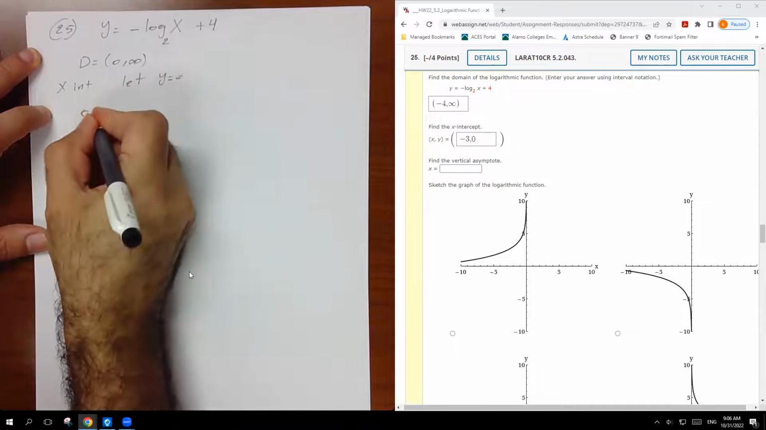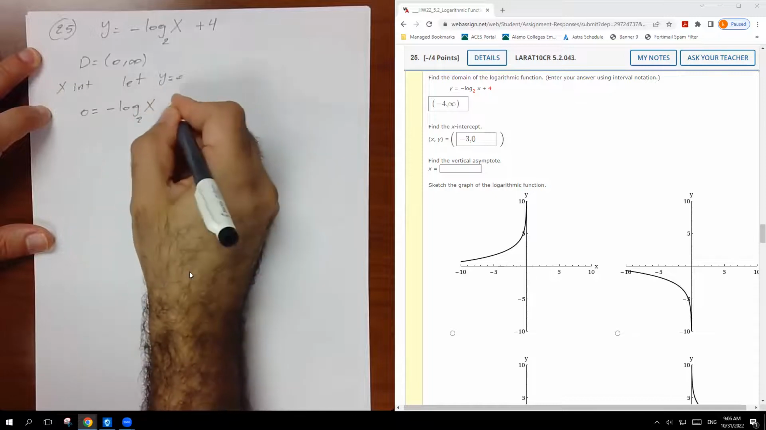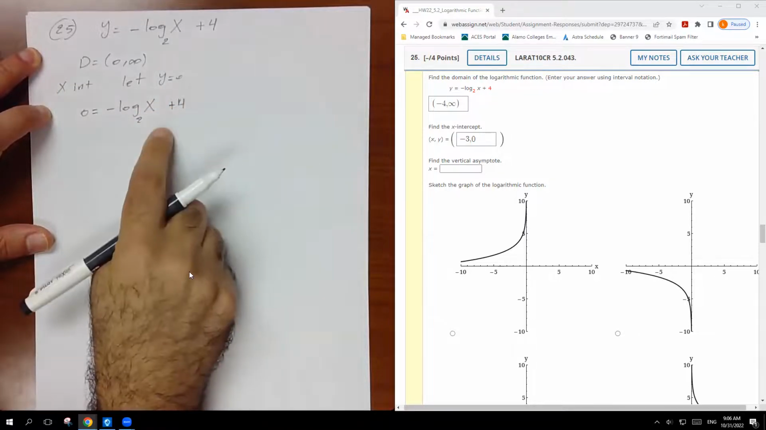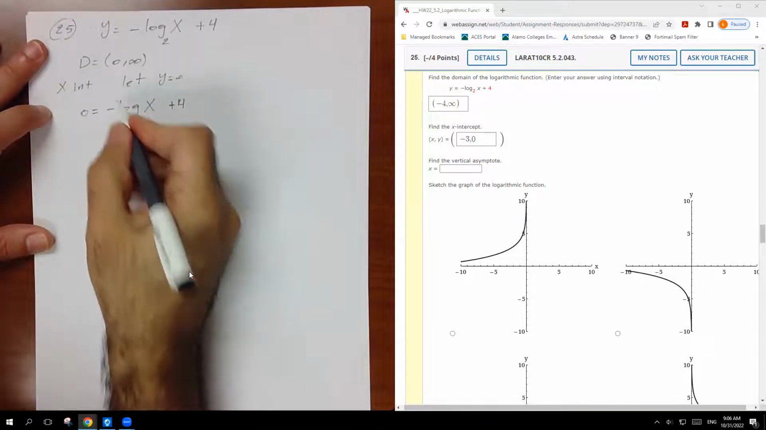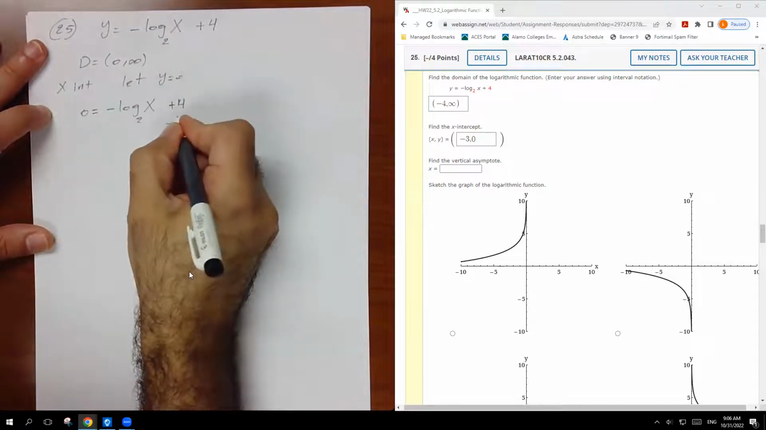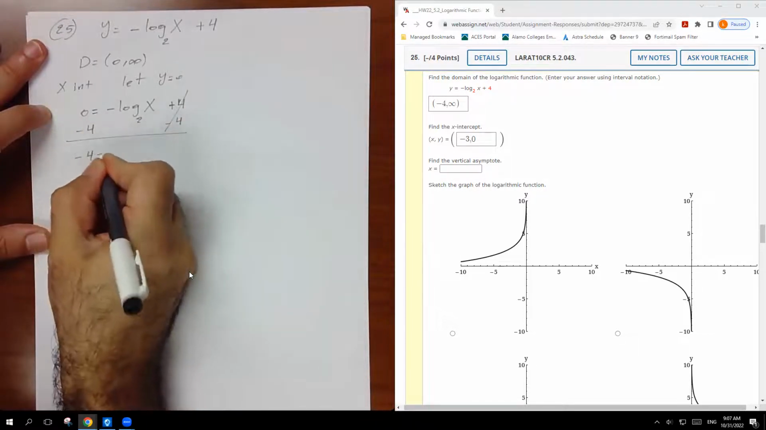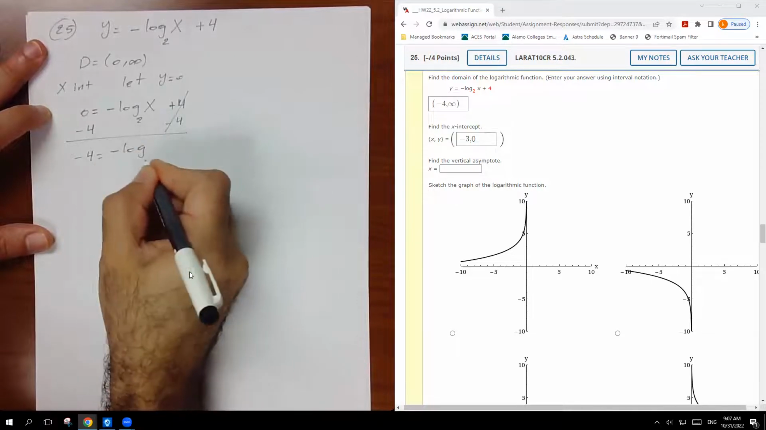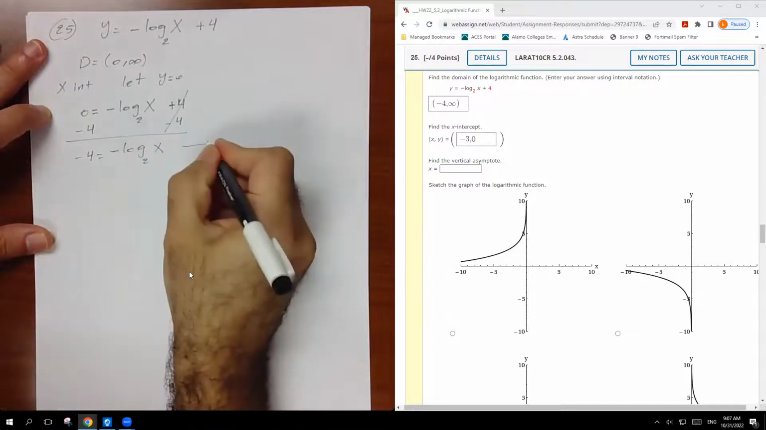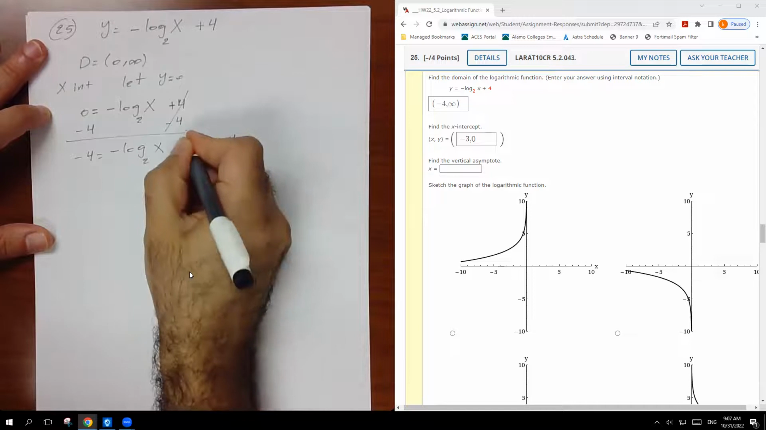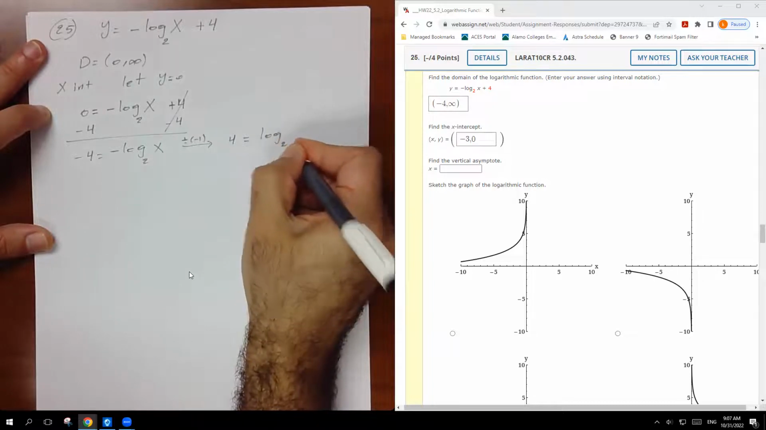That means 0 is going to be equal to negative log to the base 2 of x, plus 4. You see, that's different. So now we're going to do the same thing, but this is negative. I'm going to move the 4 to the other side. Cancel here. So negative 4 is going to be equal to negative log to the base 2 of x. Now divide both sides by negative 1. So 4 is going to be equal to log to the base 2 of x.